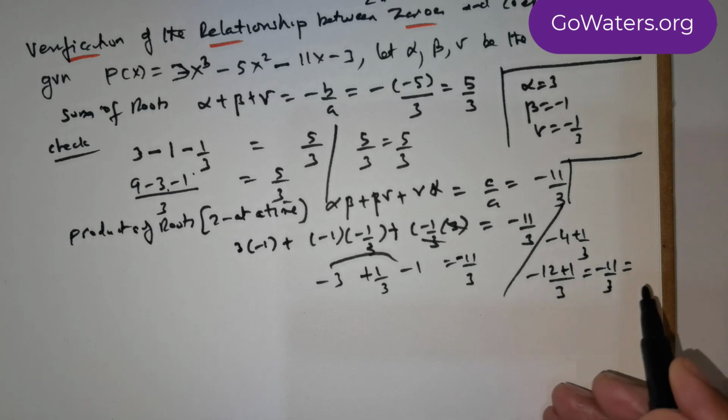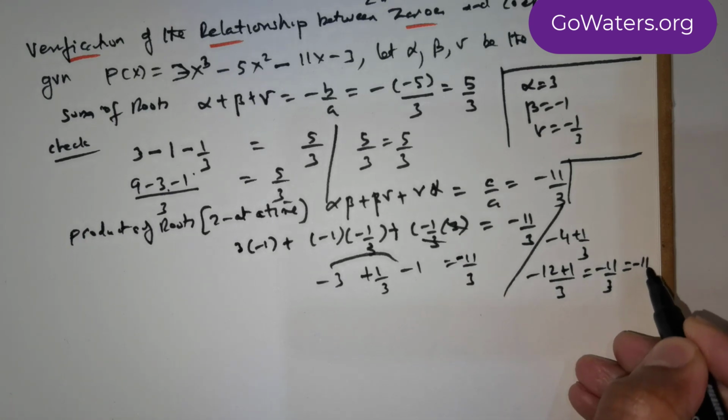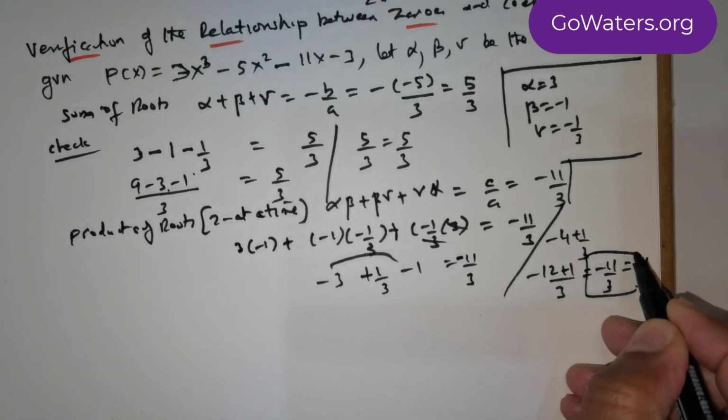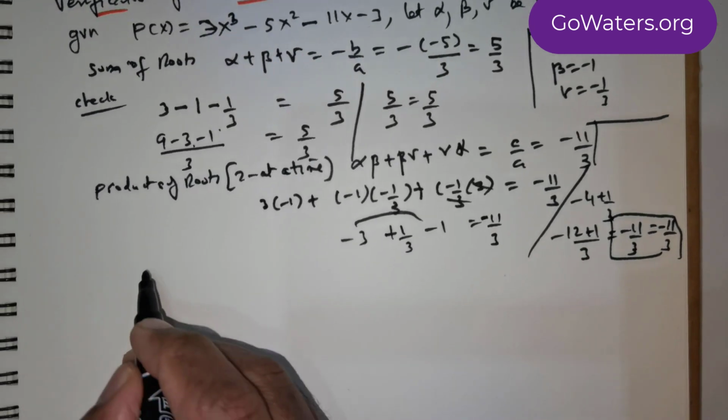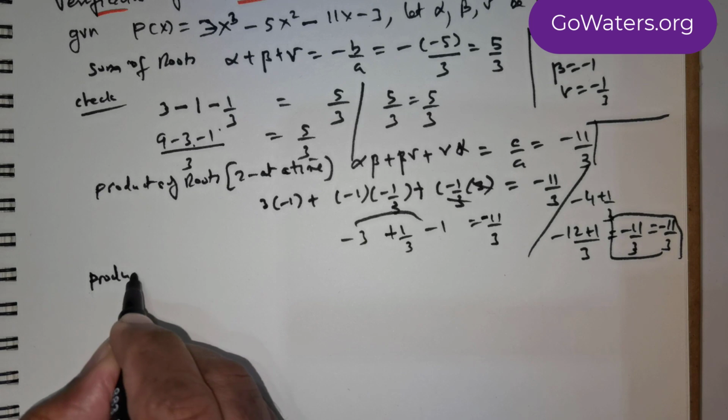This should be negative 11. That should be a negative sign. So this is indeed equal to negative 11 over 3. So we have proved this, right? This is true. Now next is product of roots.